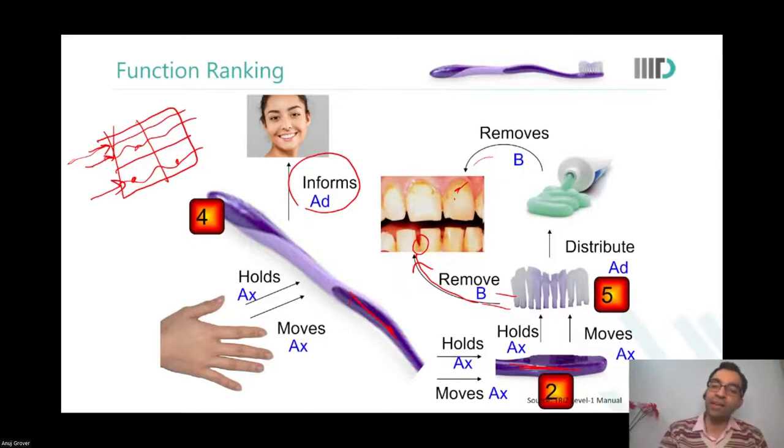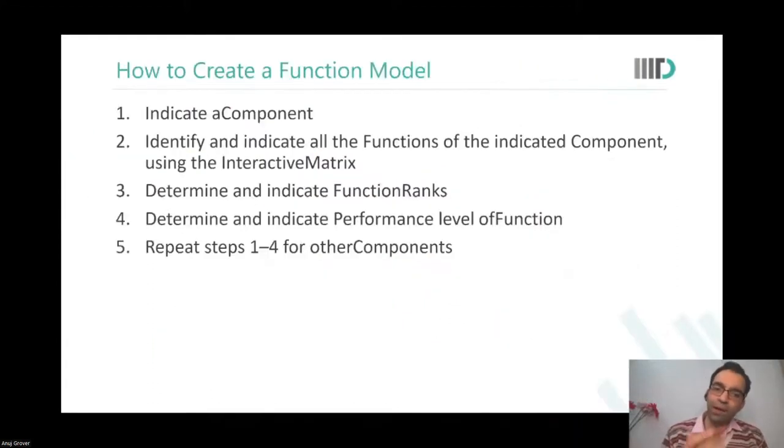Or we could say that there is another component, the gums, and the bristles are also interacting with them. This is an additional function and this is harmful. It harms the gums. Are you able to see this? So we pick up a component, we see wherever there are interactions, what the functions involved there are, and we do this for all the components.